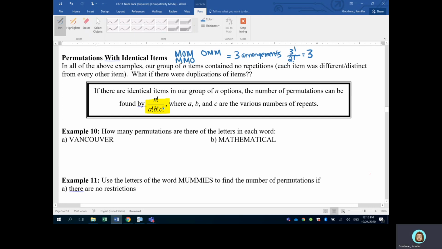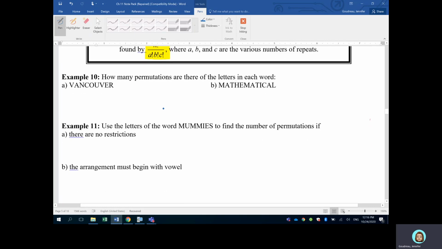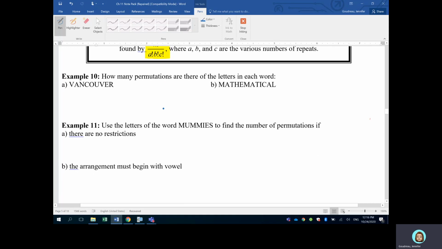Let's look at example 10. How many permutations are there of the letters in each word? So we're going to start off the same way we would with any other permutations question, because right now we know there's going to be identical items, but on a test or a quiz or a worksheet, you always have to be on the lookout for identical items.